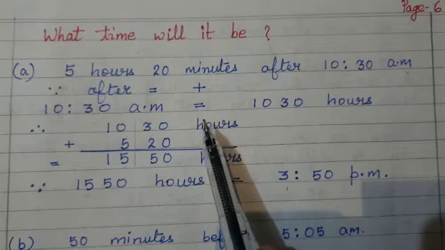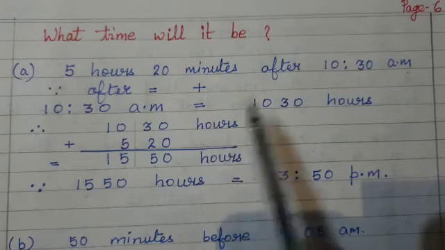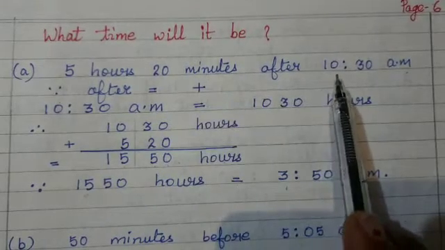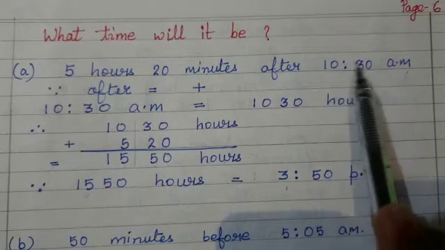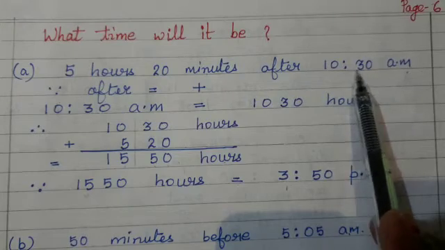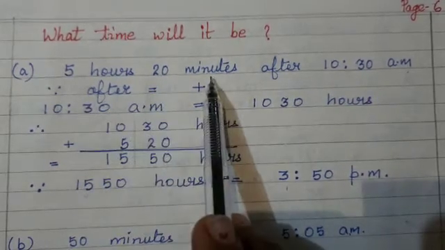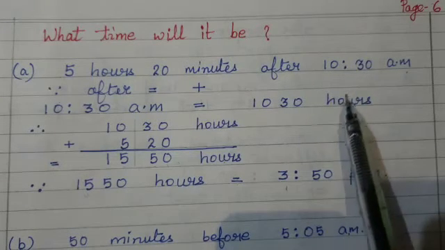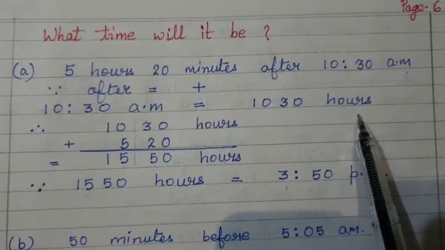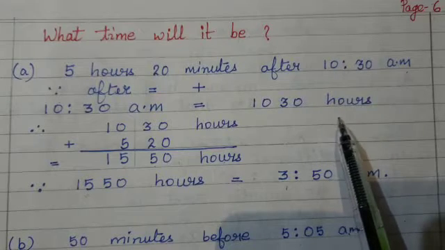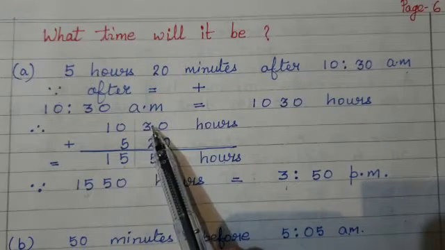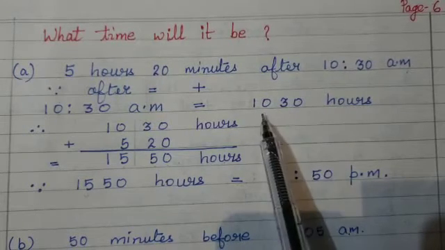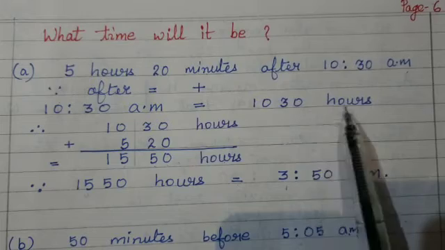So here, you have to find out the time, that is 5 hours 20 minutes after 10:30 am. That means 10:30 am plus this 5 hours 20 minutes. So first of all, we will convert this 10:30 am into 24-hour clock time to find out how many hours and how many minutes. As it is am, therefore in 24-hour clock time it will be 10:30. That means 10 hours 30 minutes.